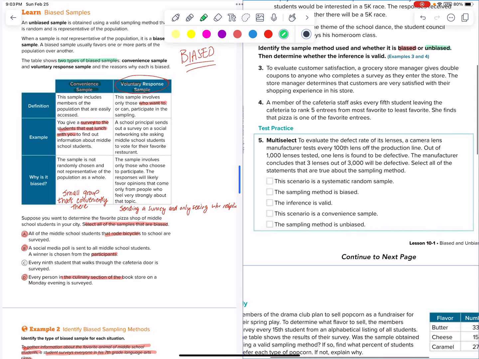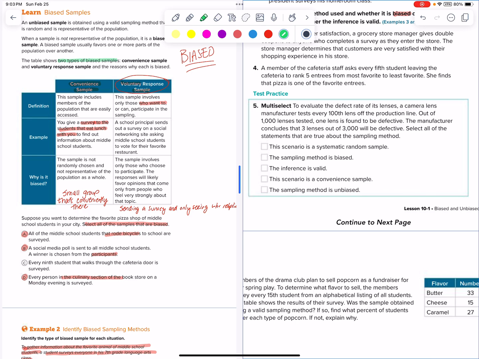And then number 5, to evaluate the defect rate of its lenses, a camera lens manufacturer tests every 100th lens off the production line. So that's a valid situation. Every 100th is getting tested. It's very random. Out of 1,000 lenses tested, 1 lens is found to be defective. The manufacturer concludes that 3 lenses out of 3,000 will be defective. Select all the statements that are true about the sampling method. So you can go through and think about this situation and see if you can figure out what you would check on there. Again, it's homework, so see what you can do, and we'll talk about it the next day.